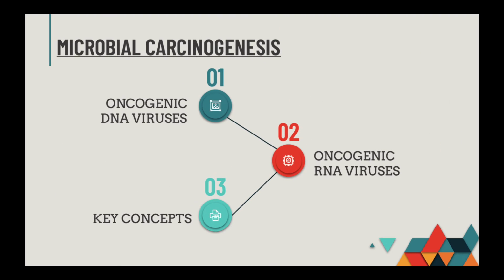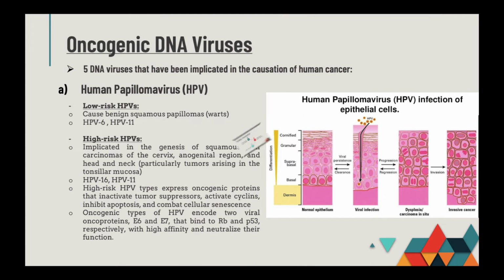Right at this moment, we talk about microbial carcinogenesis, which is usually brought about by oncogenic DNA viruses and oncogenic RNA viruses. There are 5 DNA viruses that have been implicated in the causation of human cancers. One of them is human papillomavirus, or HPV. It is further subdivided into two.